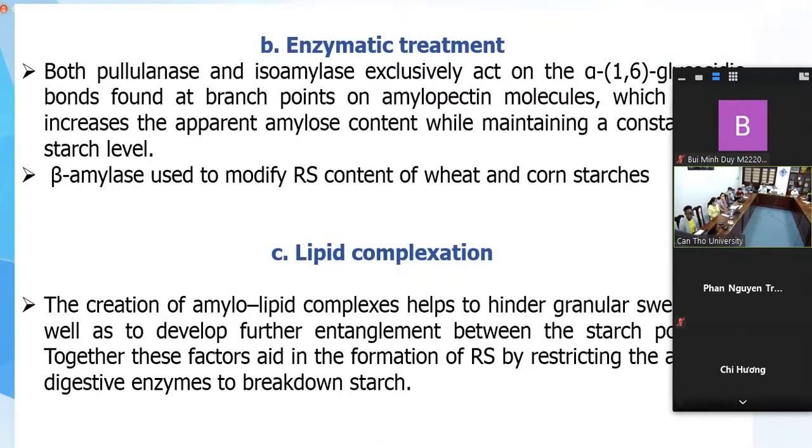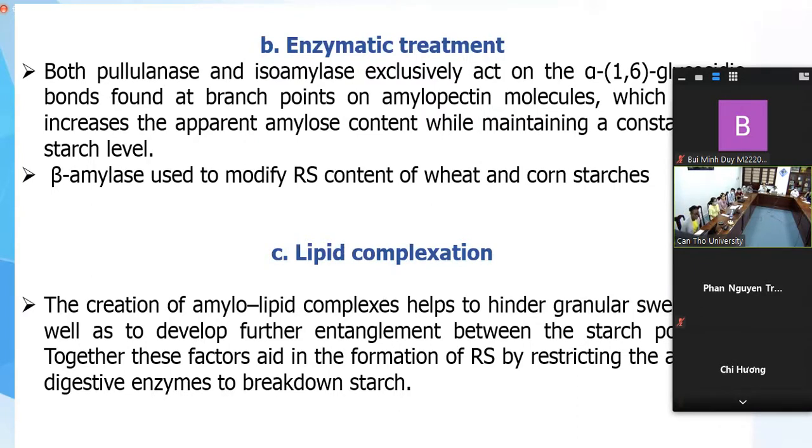Then we have enzymatic treatments. In this case, I'm going to talk about 3 enzymes. We have pullulanase and isoamylase, which act exclusively on the alpha-1,6 glycosidic bonds, as I showed you in the amylose and amylopectin. These enzymes act on that bond, which in turn increases the apparent amylose content while maintaining a constant total starch level. Beta amylase is used to modify resistant starch of wheat and corn starches.